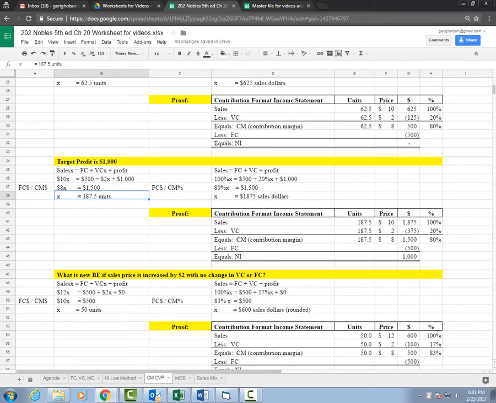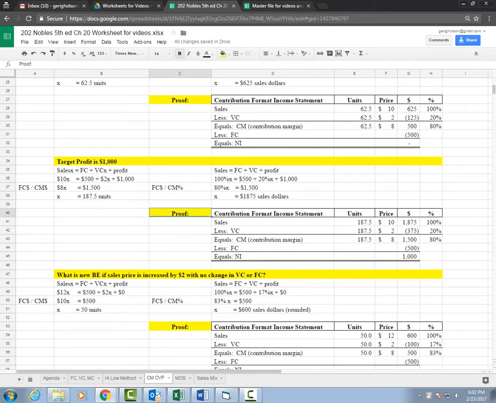187.5 times $10 gives me $1,875 in sales dollars. But if I do the percentages and the long formula, 100% of X equals 500 plus 20% of X plus 1,000. So 80% equals 1,500. So 1,500 divided by 0.8 will give me the 1,875.